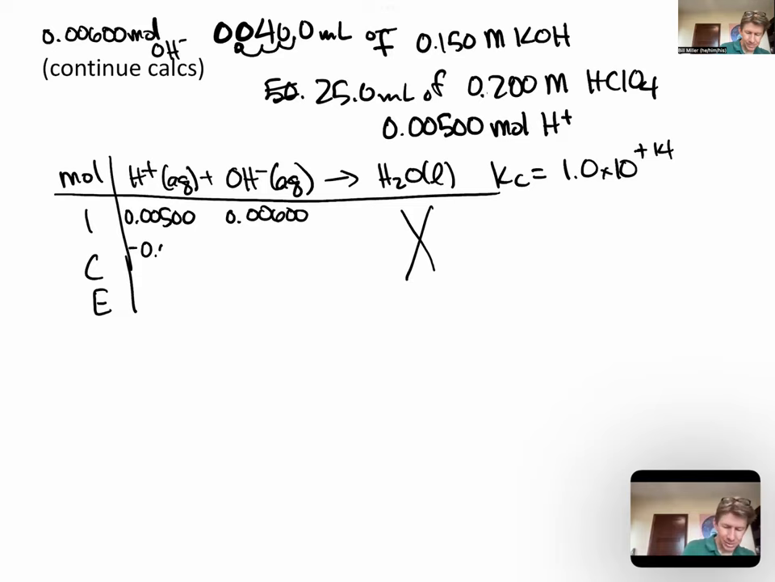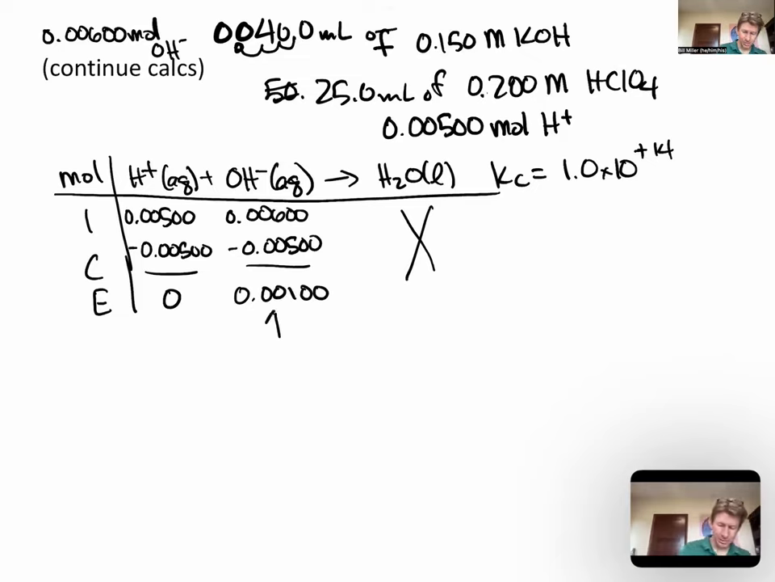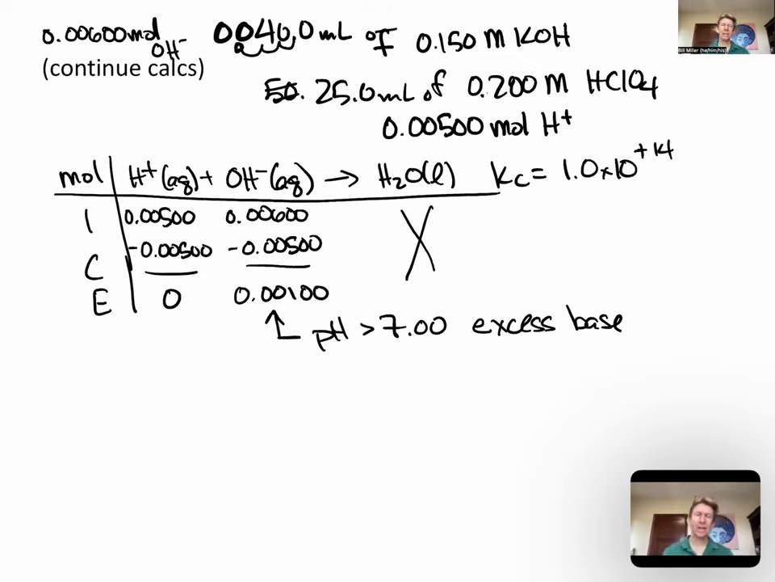Subtract my smaller number. I am now out of hydrogen ion, right? So it is not going to be an acidic pH. My pH should be higher than 7. 0.00100. So my pH has to be greater than 7.00 because I have excess base. And this is something that in my class we typically do in Gen Chem 1. So this is a bit of review, both of these sets of calculations.